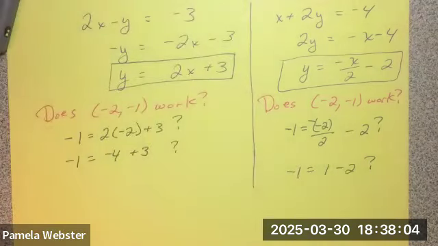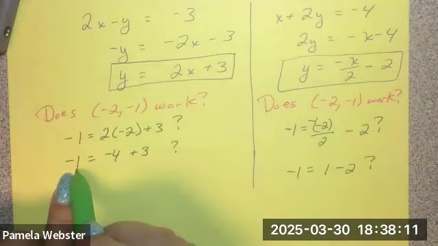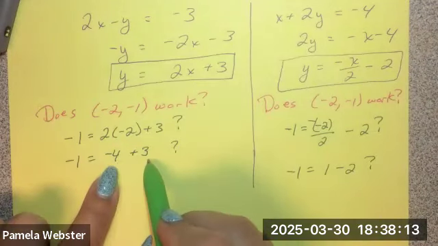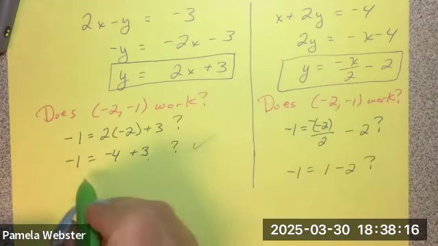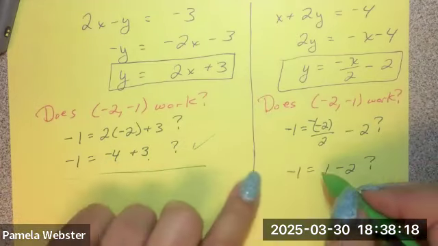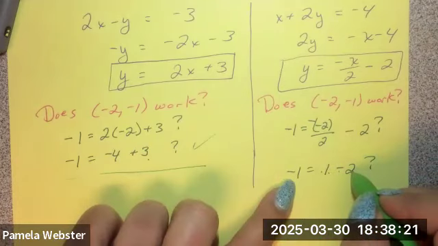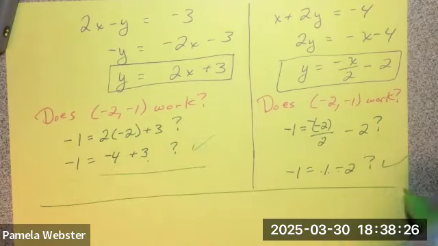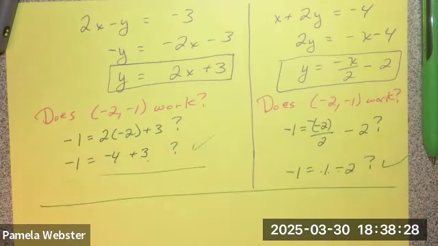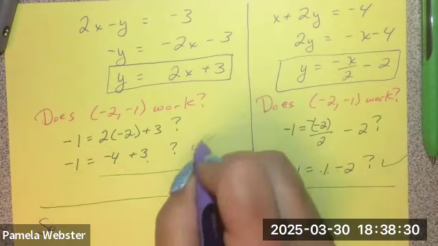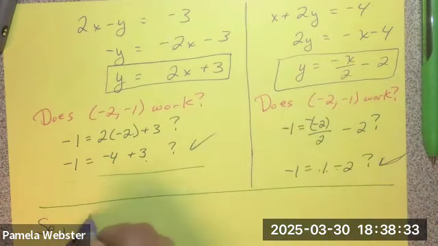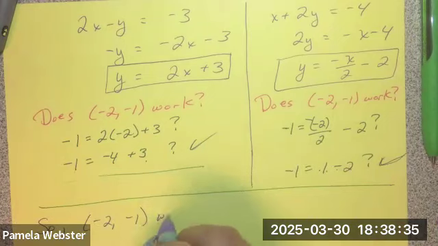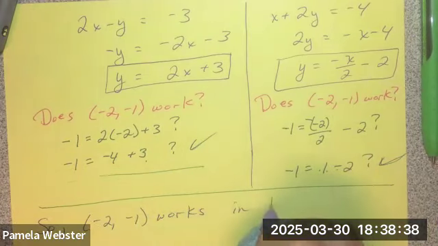All right, so that's what I did, I put in -2, -1, and I'm looking at these, and I said, "Is -1 the same as -4 plus 3?" Yes, Dr. Webster. Okay. And is -1 the same as 1 minus 2? Yes, Dr. Webster. Okay, so I think it works in both of these equations. Okay, so I put check marks on both of those. -2, -1 works in both equations.